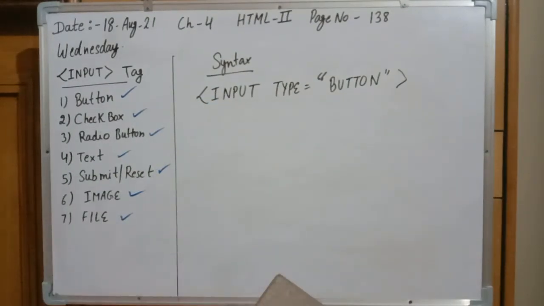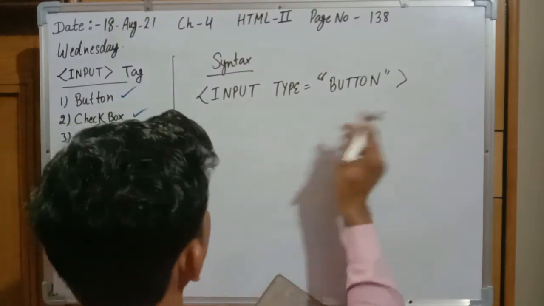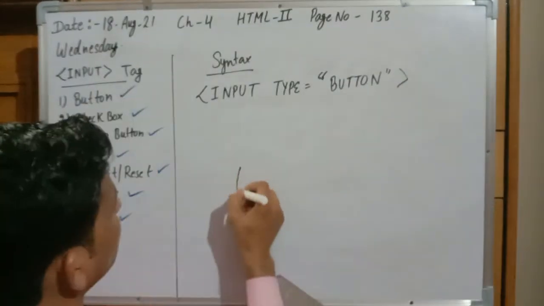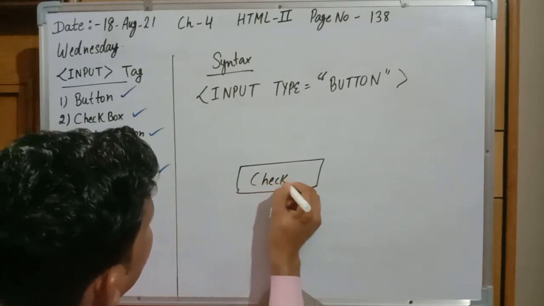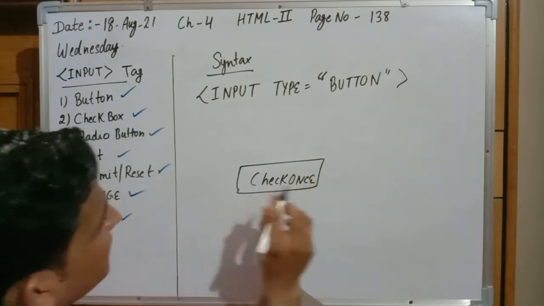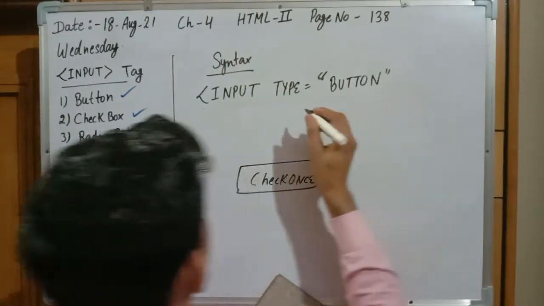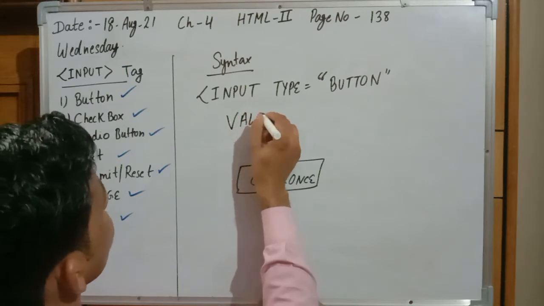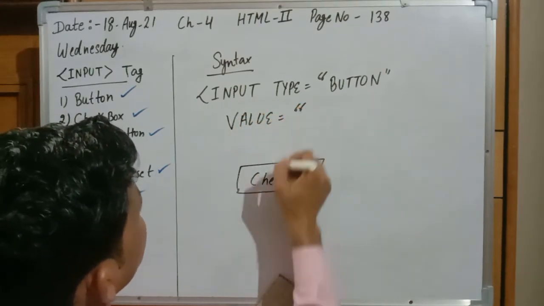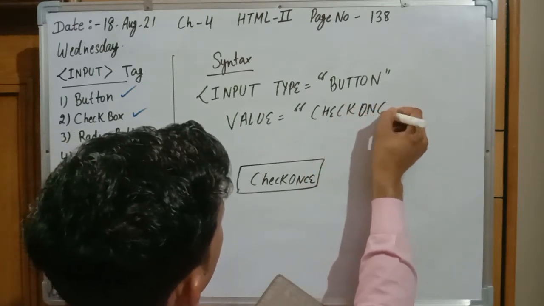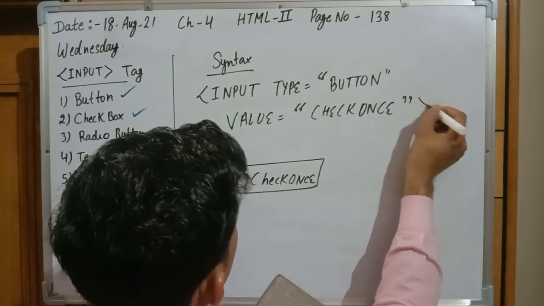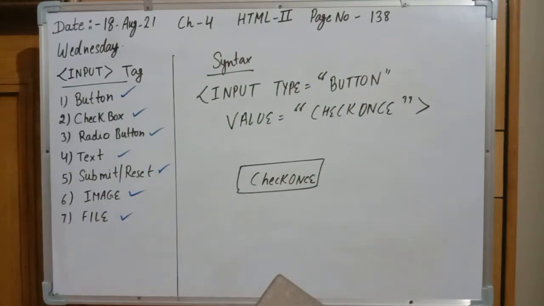Afterward, the second attribute. Suppose I want to give a value in a specific button. I want to design a button of this type. In this button I want to write check once. So afterward I write value equal to, what is value? It is equal to check once. It is the method to use the input tag in a form.